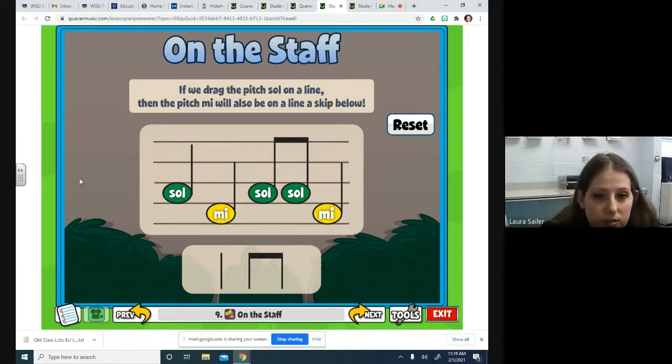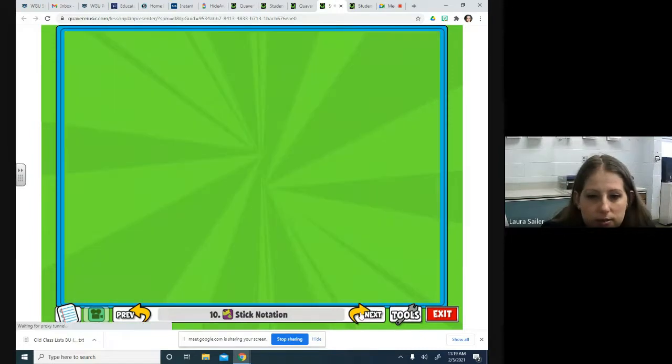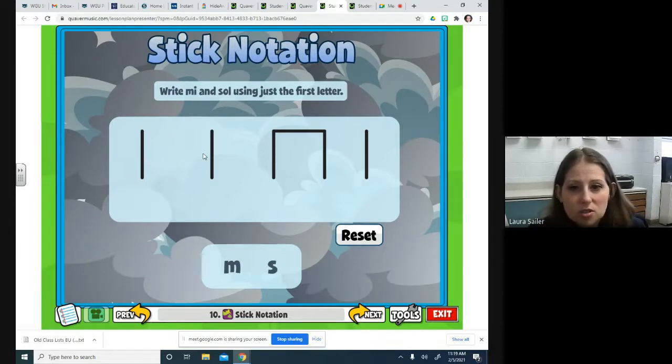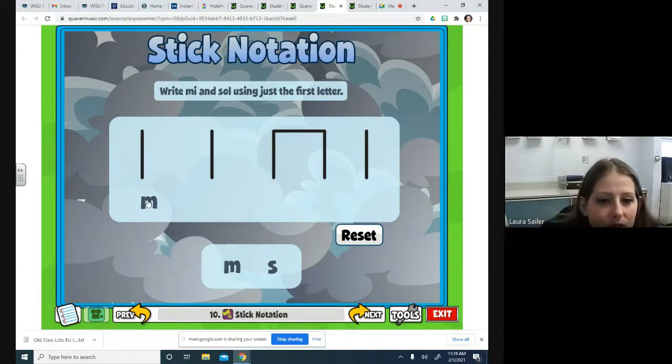So we can read this, right? We can read the pitches, we can read the rhythm, and that's how we read music. It's pretty cool, right? Okay, and clicking next. Okay, now you can write your own piece of music using rhythm and pitch. Remember, this one is ta with our stick notation, and this one is ti, ti, okay? So you can do whatever combination you want.